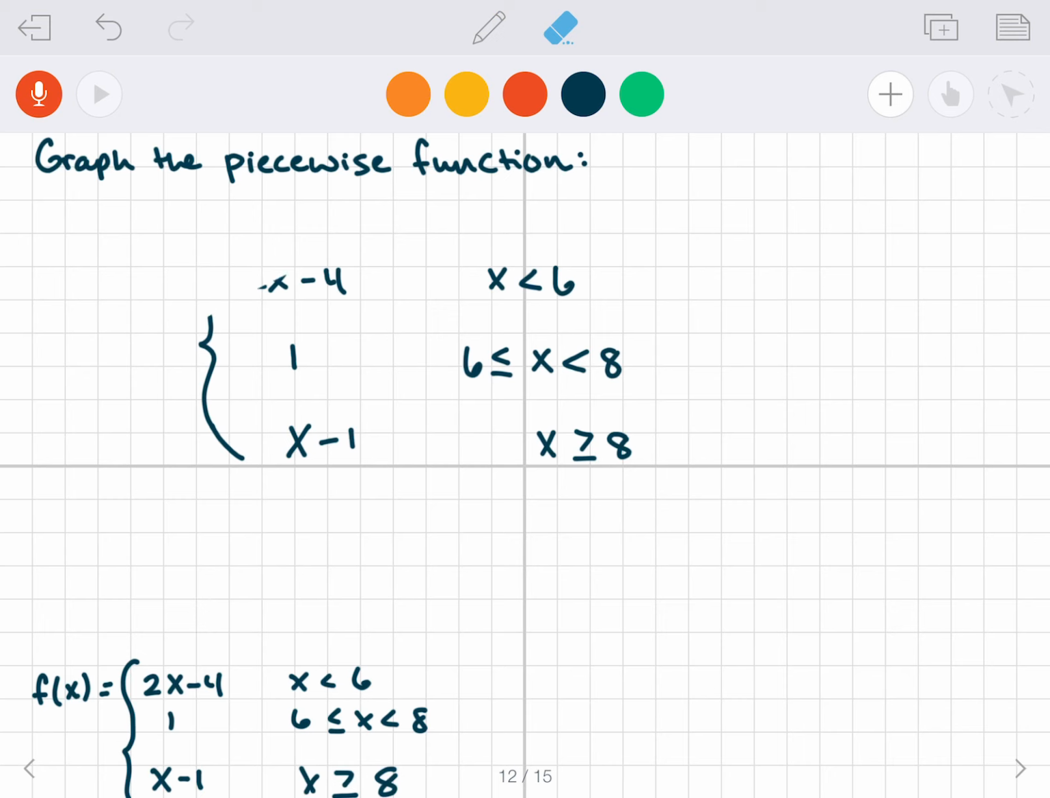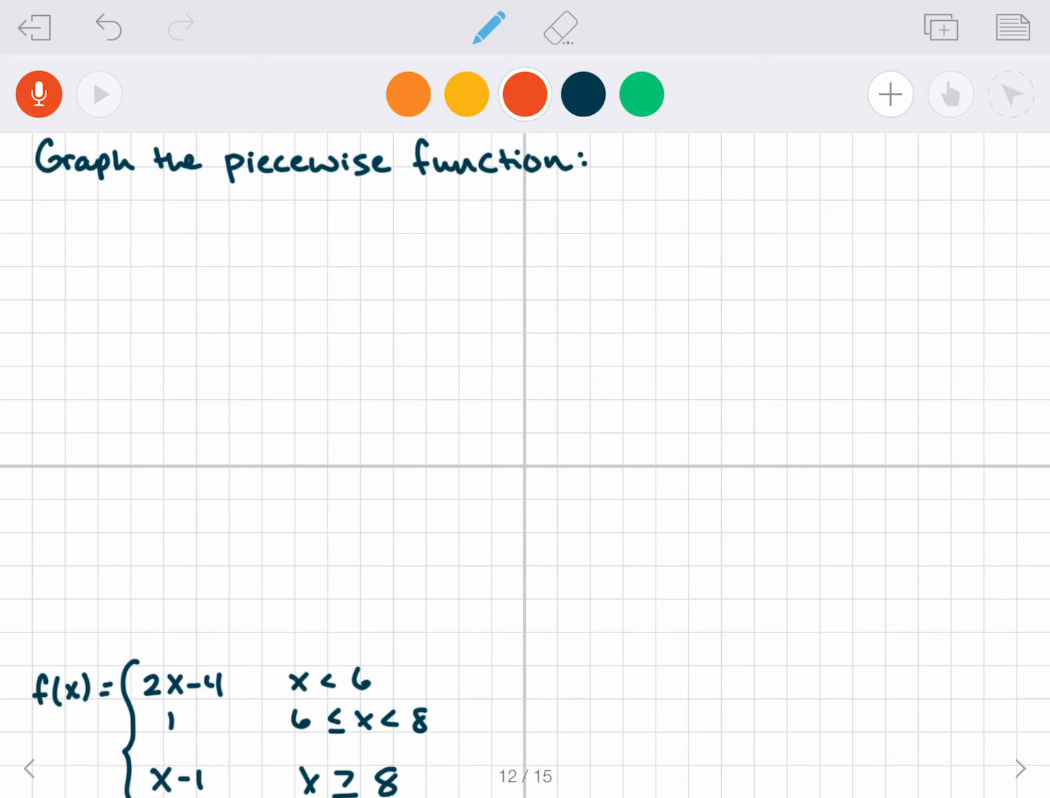Alright, so the first function I have is 2x minus 4. I need 2 points to define the line, but the first point I'm going to use is x equals 6, because that's our endpoint there. So when x is equal to 6, y is equal to 2 times 6 minus 4, just plugging 6 into that function. And I get y is 12 minus 4, which is 8. So (6, 8) is a point on this line, and so I'll just plot it.